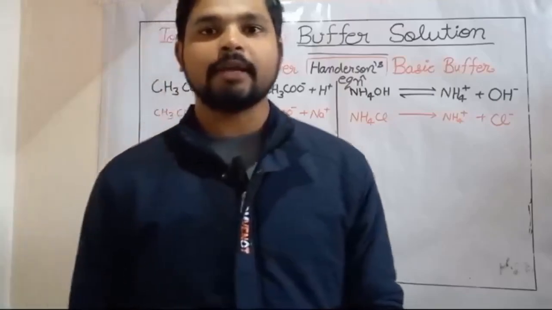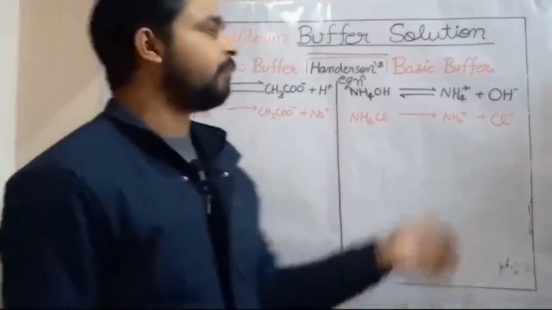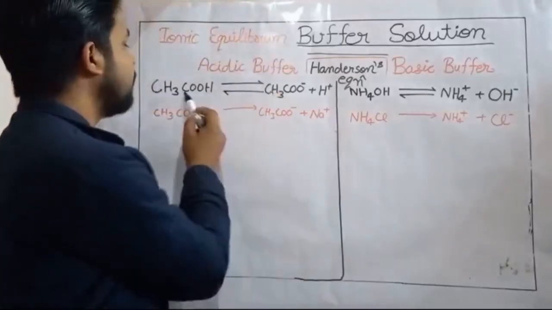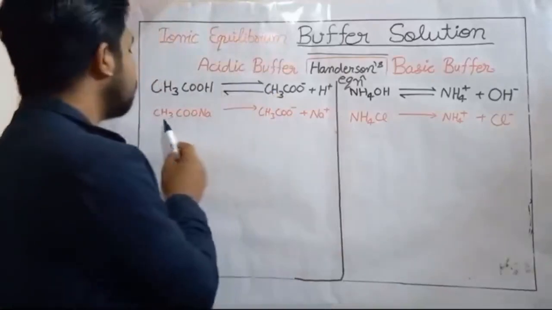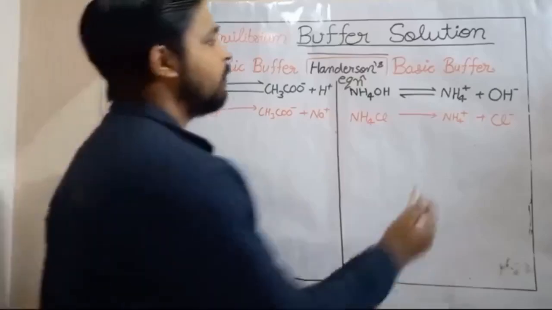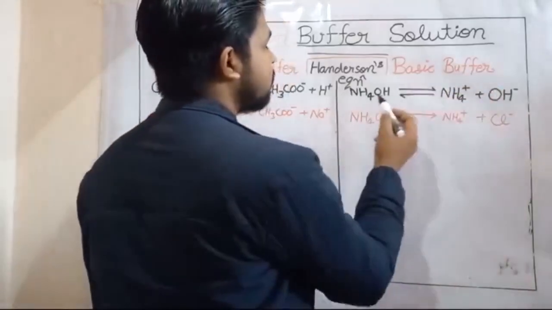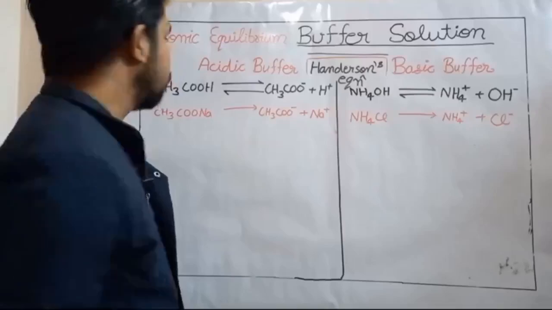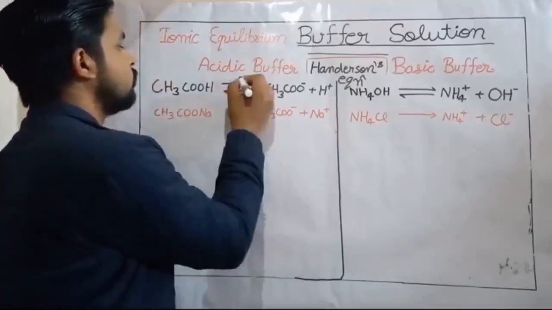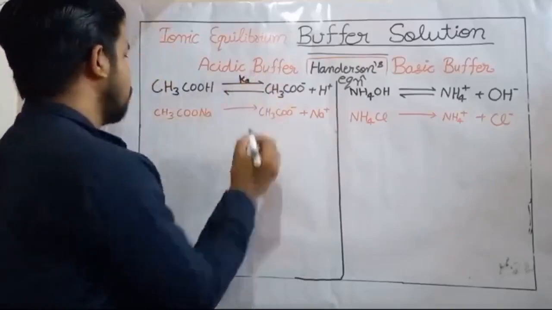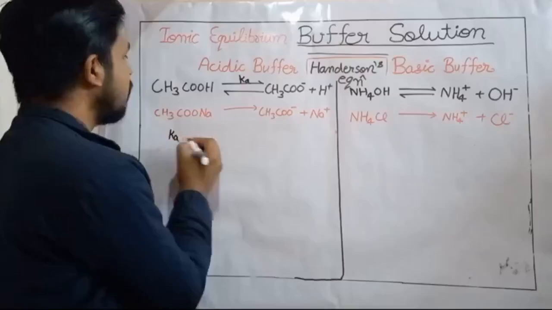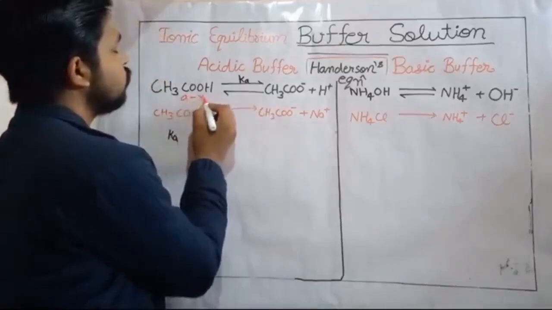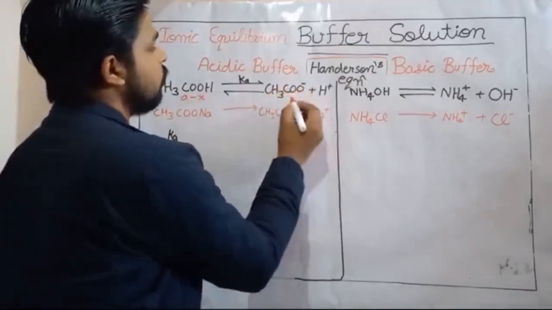Student, now we can derive the Henderson equation for acidic buffer and basic buffer. We know that the acidic buffer is formed by weak acid and its salt with strong base, and the basic buffer is formed by weak base and its salt with strong acid. We already taught that. Okay student, so further we write the dissociation constant for the weak acid. If the initial amount of weak acid present is A, then X moles are dissociated, so the formation of CH3COO minus is X moles.